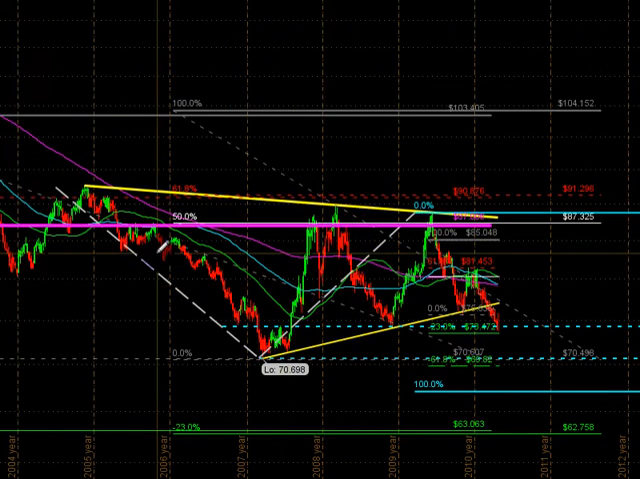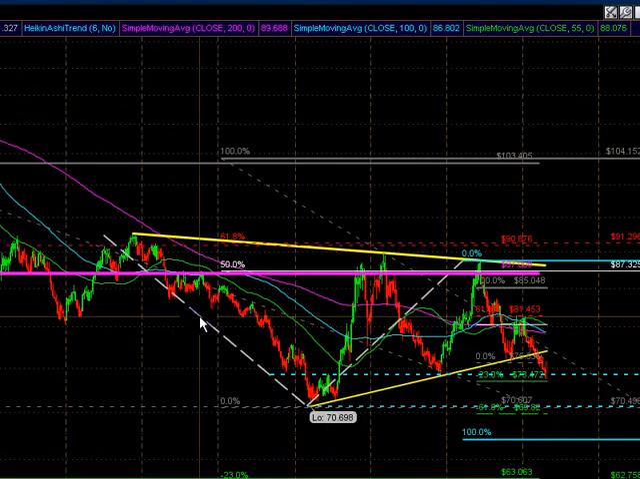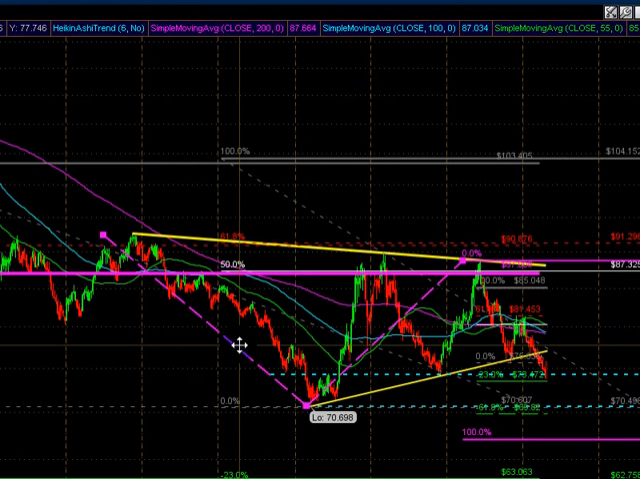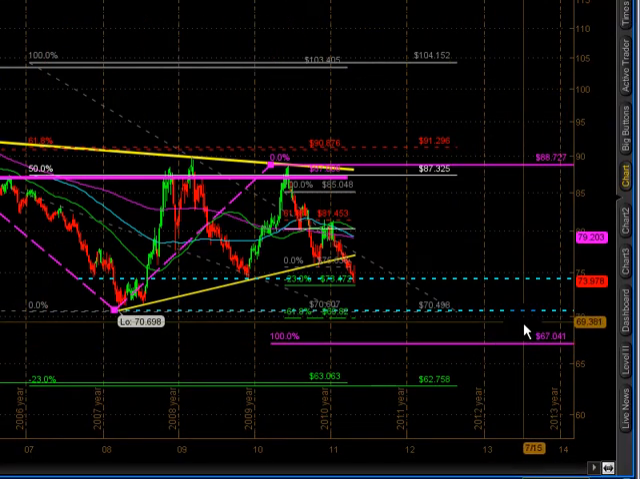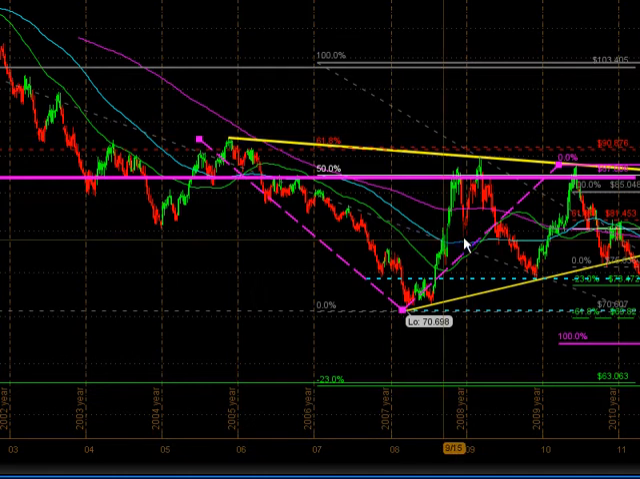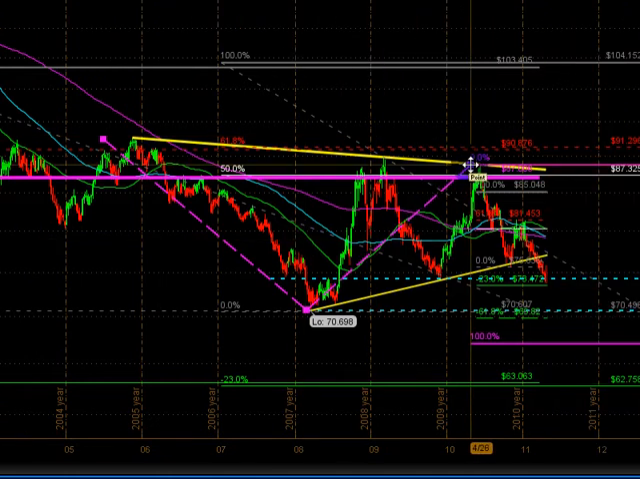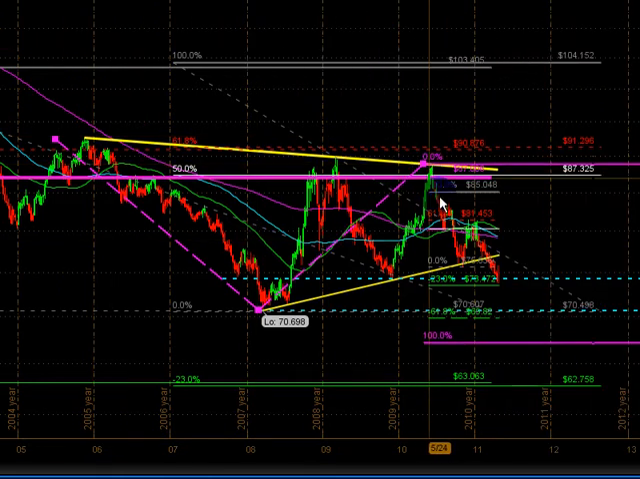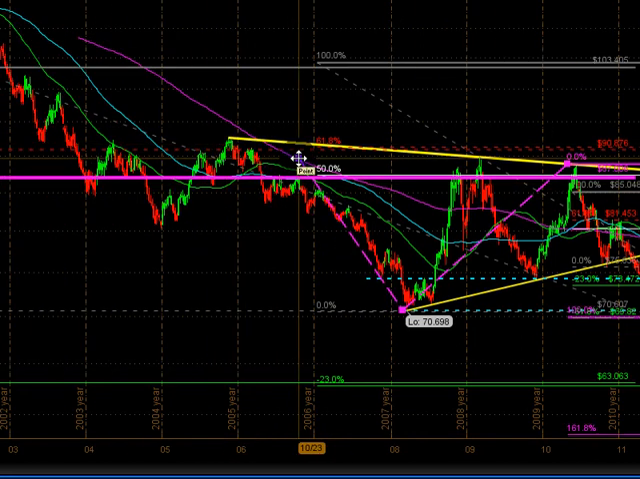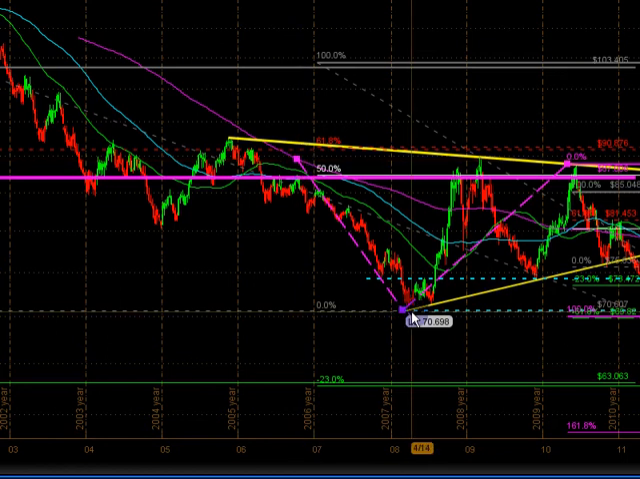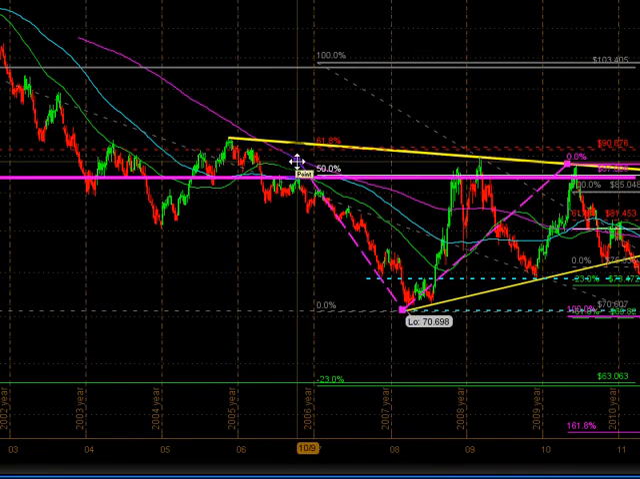All right, so this being a triangle brings up targets of lows around 67. That's the 100% extension of the widest portion of the triangle from the E wave high. It comes in somewhere right around 67. If you want to be conservative, those targets come in around 70, which would be our previous 2008 lows, the 70.69s.